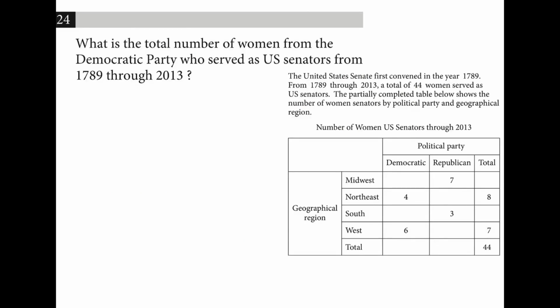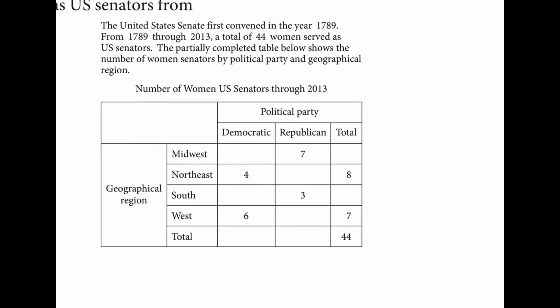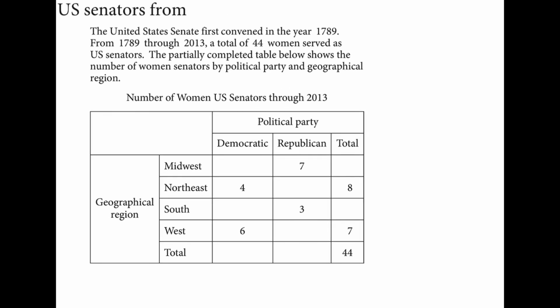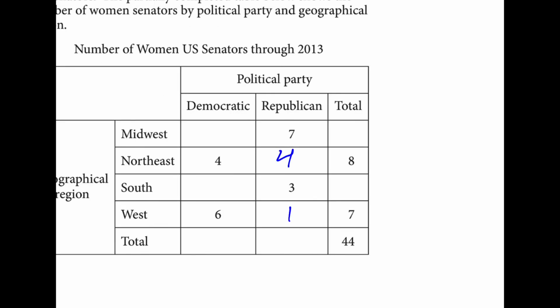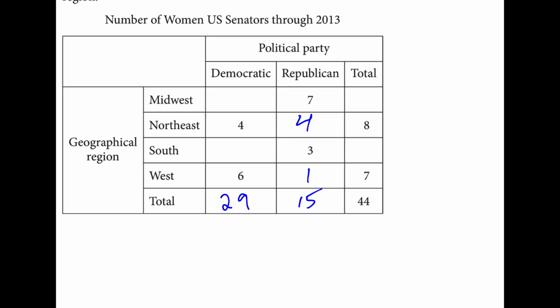So we're supposed to count the total number of women from the Democratic Party who served as senators, but the problem is there's some things missing from the graph. We can fill in kind of like a Sudoku. 4 plus 4 is 8, and 6 plus 1 is 7. So this number is 15. So this number is 29. And I think that's really all we can fill in here, but we're done because they wanted to know this number, the total of women that were serving as senators for the Democratic Party, and the answer is 29.